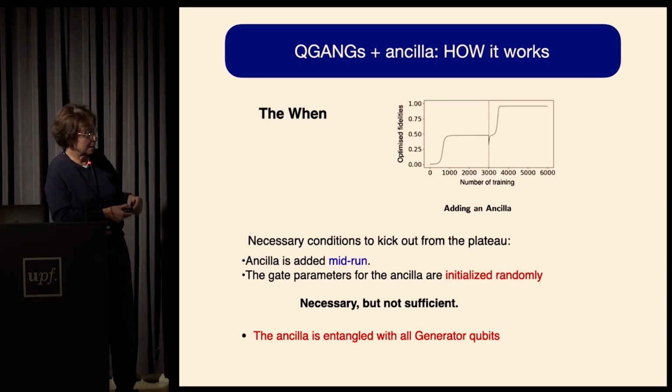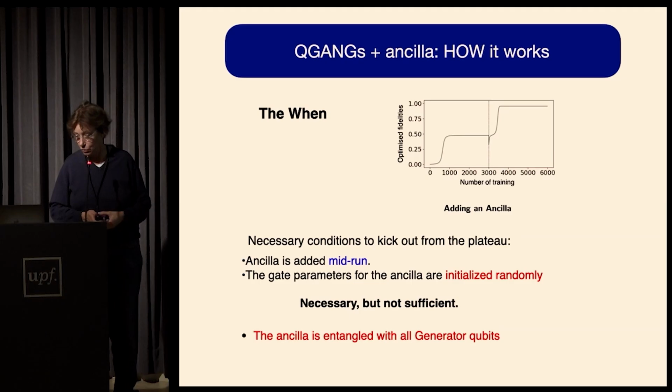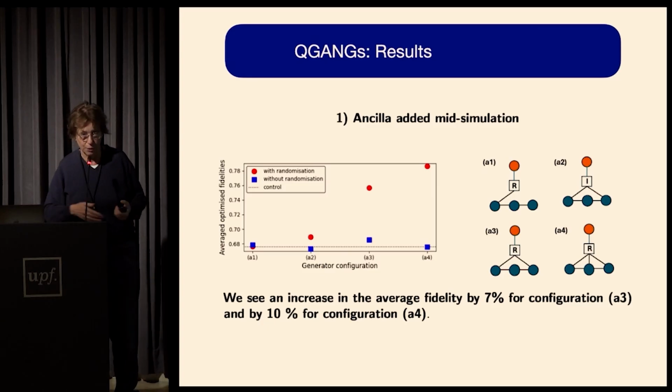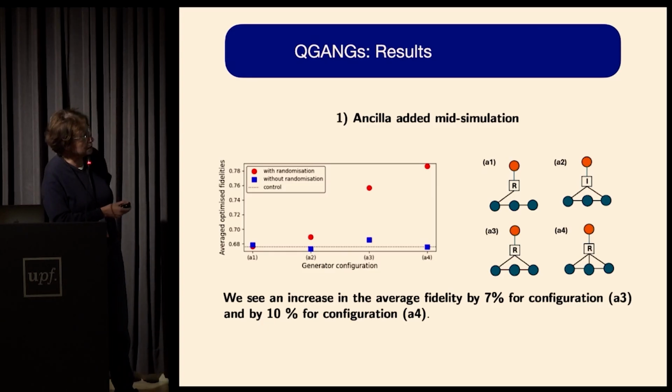This is necessary, but it's not sufficient. What is necessary and sufficient is that the ancilla is entangled with all the generator qubits. So let me show you results that we have, which are very simple, because this is a simple model, and we are doing it now in more complicated things.